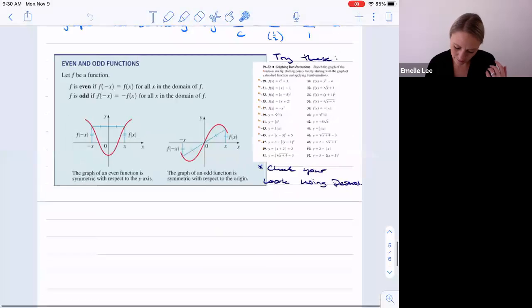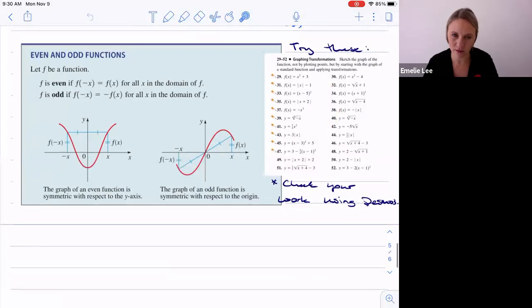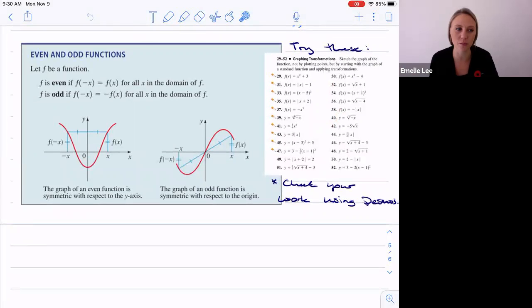So just try these. Okay. You don't have to do all of them. I'm not assigning them or anything. It's just if you want to make sure that you're really good at doing transformations, then here they are. Practice. All right, so let's do some examples of even and odd functions as well.